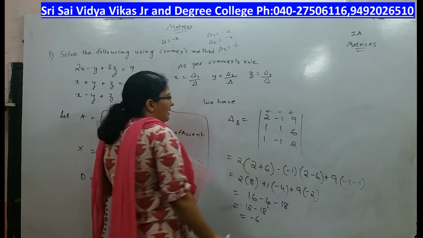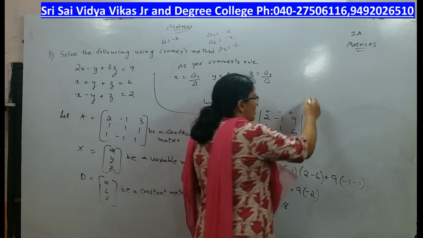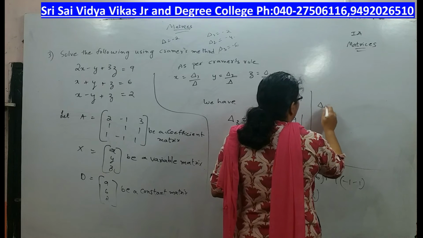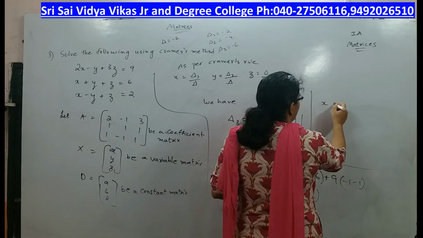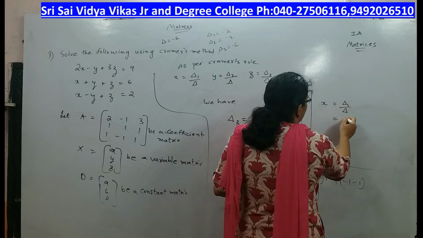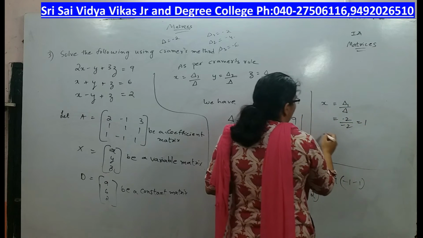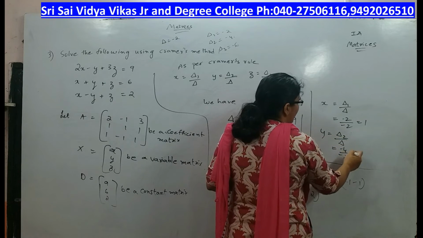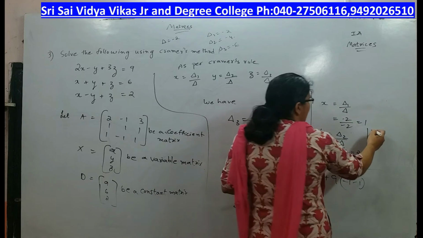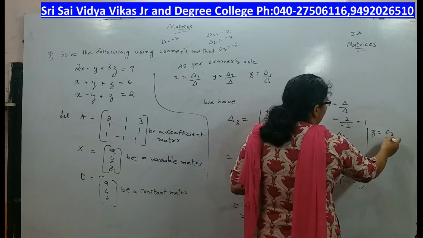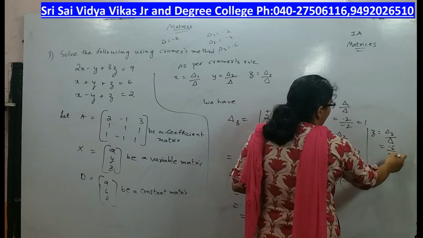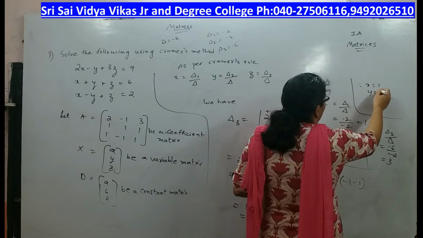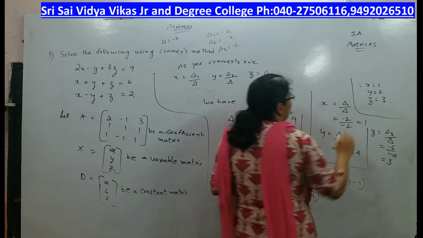Now we have to find x, y and z. X is equal to delta 1 by delta, which is minus 2 by minus 2, which is 1. Y is equal to delta 2 by delta, which is minus 4 by minus 2, which is 2. Z is equal to delta 3 by delta, which is minus 6 by minus 2, that is 3. Therefore, x is equal to 1, y is equal to 2 and z is equal to 3.